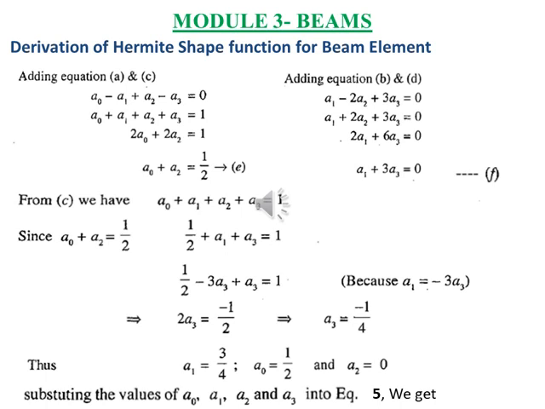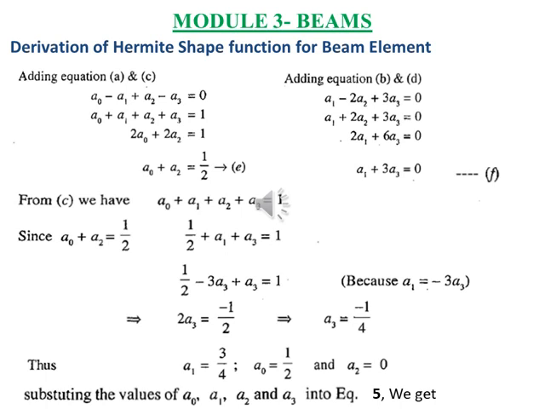So equation E is deduced now, that is A0 plus A2 is equal to half and A1 plus 3A3 is equal to 0. So from C we have A0 plus A1 plus 2A2 plus A2 plus A3 is equal to 1, or half plus A1 plus A3 is equal to 1, or half minus 3A3 plus A3 is equal to 1, because A1 is nothing but minus 3A3. So the value of A3 is deduced as 1 minus 1 by 4.